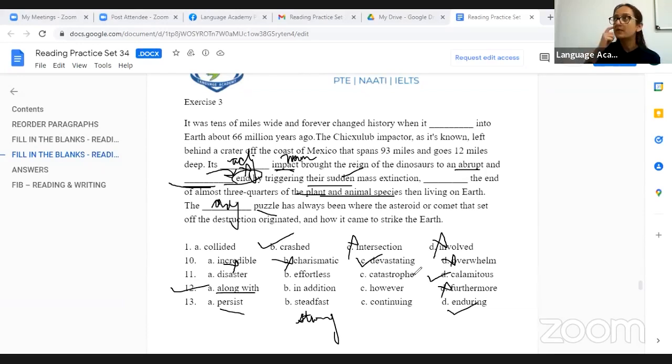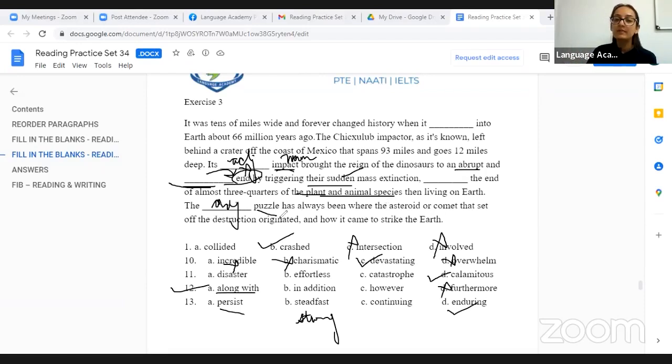Calamitous: how to use the word calamity, like floods is a calamity, earthquake is a calamity, drought is a calamity. So calamitous means something which is having very severe, disastrous impact, something which is through nature and brings suffering and disaster on the planet. That is called calamitous. So it brought a calamitous end. Sudden extinction of dinosaurs along with the end of plant and animal species. Along with, because it also happened at the same time. Both the things finished together. So together we always use with along with.